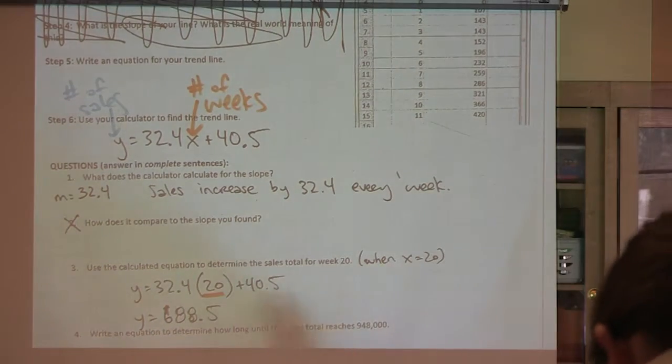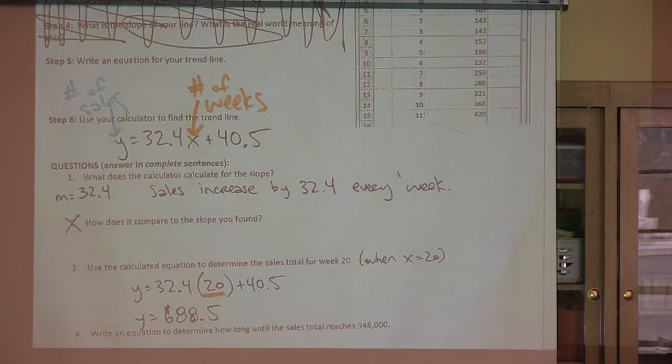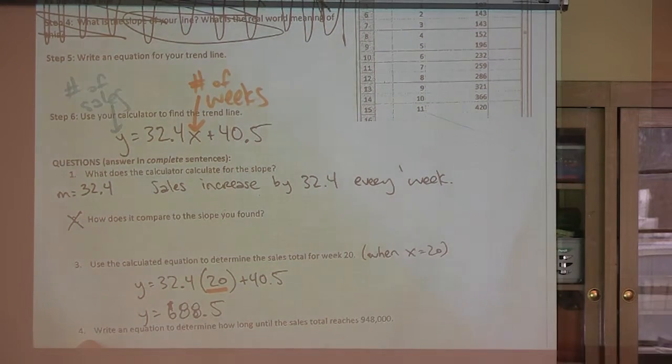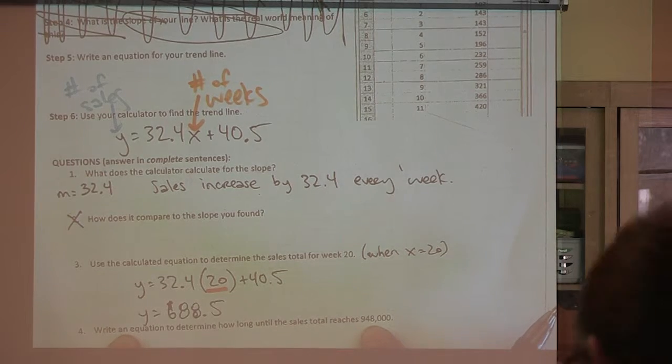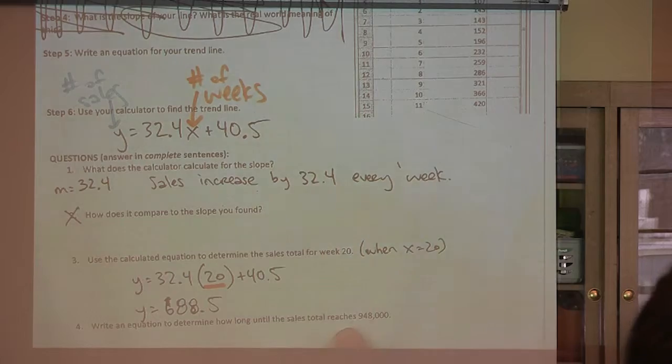Okay? So in week 20, we would make 688 sales. That's what that means right there. Okay. Going on here then, number 4 is asking, when will sales reach 948,000? Okay, notice our equation.